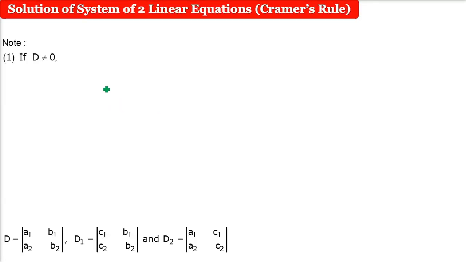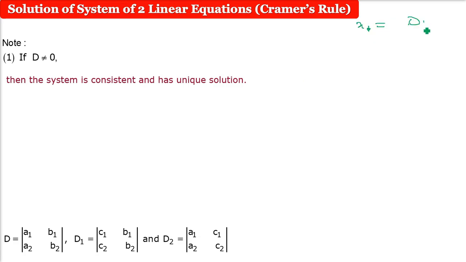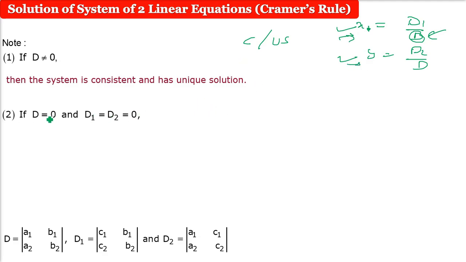If the determinant is not equal to 0, then x is d1 by d and y is d2 by d. So if d is not equal to 0, you are going to get a consistent and unique solution. As I previously said, linear equations are just lines, in the form ax plus by plus c. You get a unique solution because the two lines intersect, so you get a point.